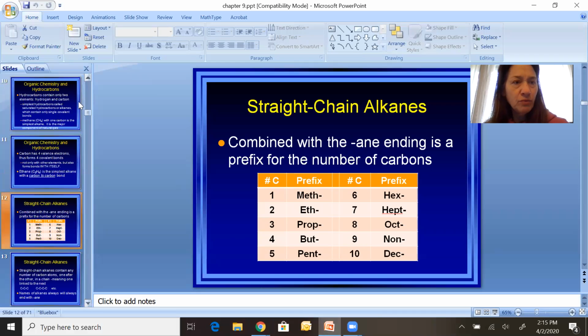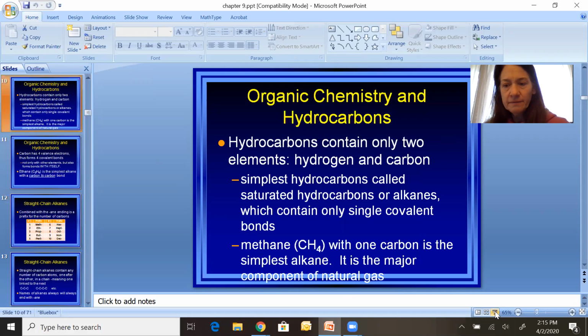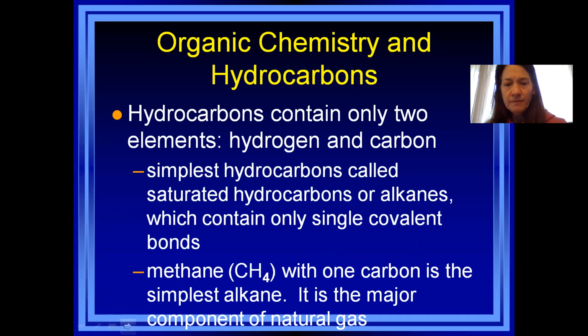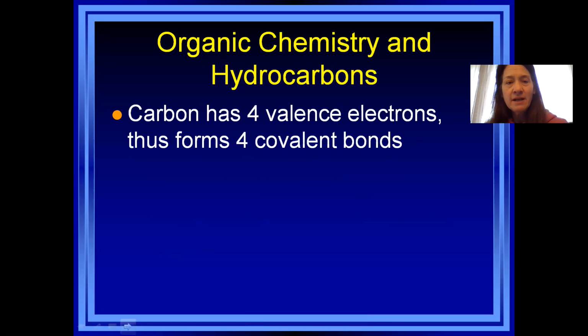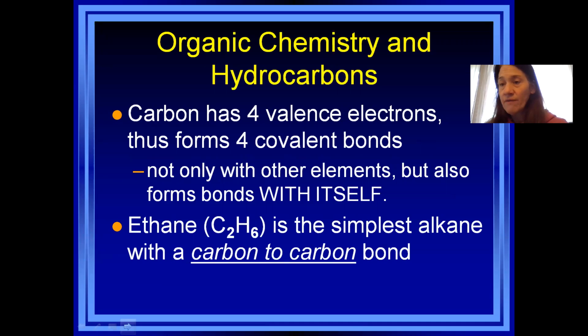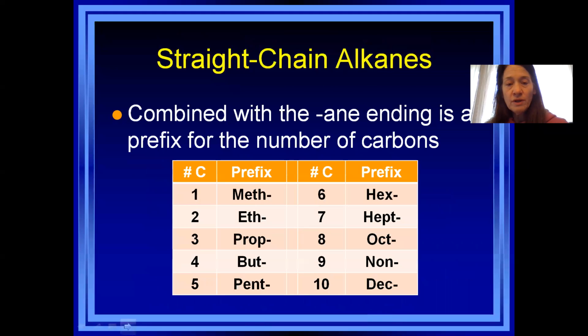I'm going to go back and show you another video to help you look at this. There's our hydrocarbons. It's just in PowerPoint form. Methane has one carbon. It's the simplest. It's the major component of gas. Methane has 4 valence electrons, thus forms 4 covalent bonds. It wants to form 4 more bonds. There's an example with ethane. If we go back to ethane, it has 2 carbons.